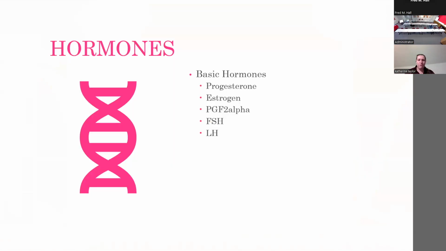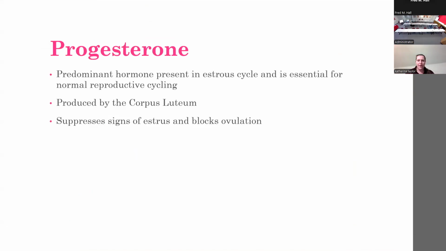So I wanted to go through today those basic hormones, what they are, what they do. Those hormones are progesterone, estrogen, prostaglandin F2 alpha, FSH, and LH. So starting us off with progesterone. Like I said, that's the predominant hormone present in the estrus cycle, and it's essential for normal reproductive cycling. It's produced by the corpus luteum, and it suppresses signs of estrus and blocks ovulation.